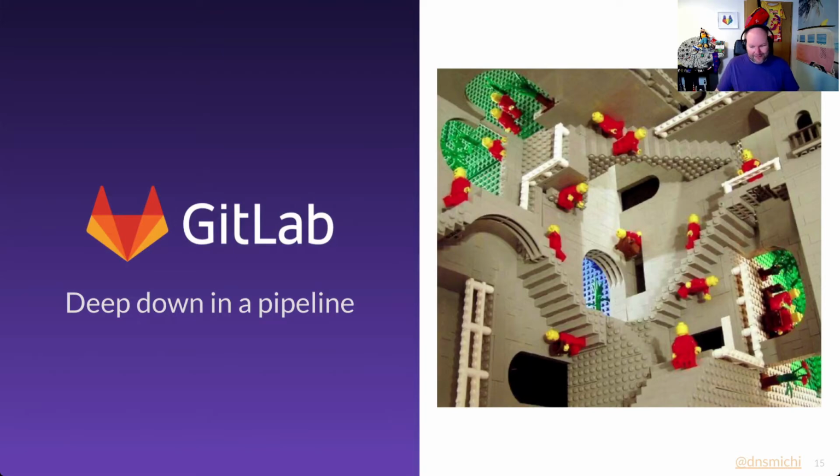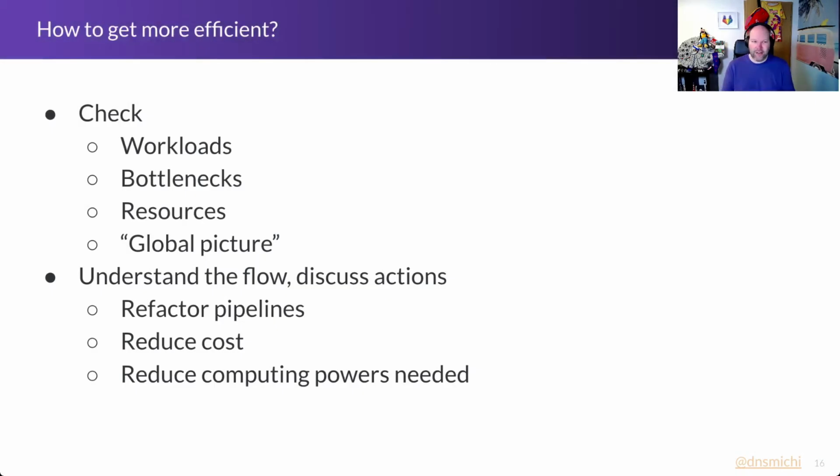Now, this is the high level, and we want to dive a little deeper into a pipeline, what's actually going on and which things we potentially could influence. So how can I get more efficient in a pipeline? I need to check the workloads. Probably. So how many compute resources are being used in the pipeline in the specific jobs? Are there any specific bottlenecks I can see just from looking at the duration?